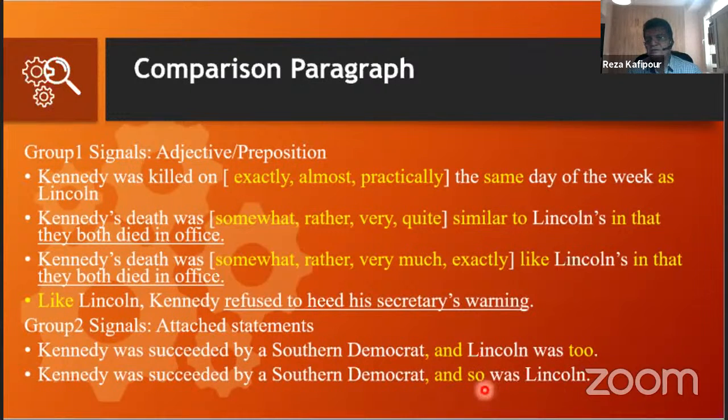When we use "and so", first we need an auxiliary verb based on the first part of the sentence, and then the second object or second person that we are comparing. So these are two attached statements as the second group of signals: between "and" and "too" we have the second object or person and an auxiliary verb, or after "and so" we have the auxiliary verb and the second object or person that we are comparing. So let's go to the next one.